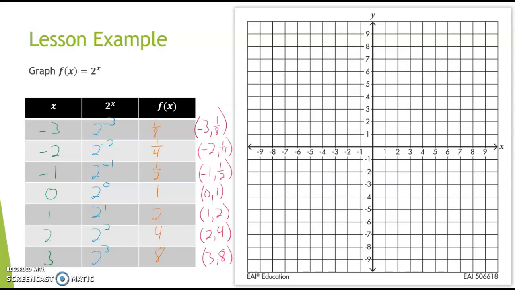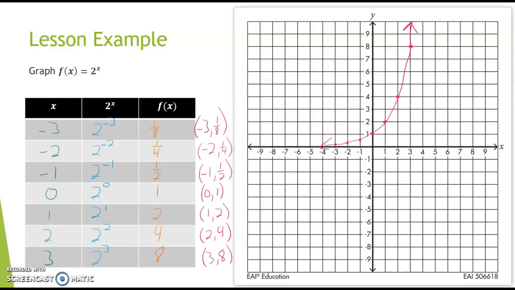So -3, 1/8, I'm guessing will be about there. -2, 1/4, about there. -1, 1/2, about there. 0, 1, I know is going to be right here. Once you get into the whole numbers, it's a lot easier. 1, 2 is right here. 2, 4, and then 3, 8. All right, and then I'm going to connect all of these points. Notice that it's going to end up being a curve. So it curves upwards like that.